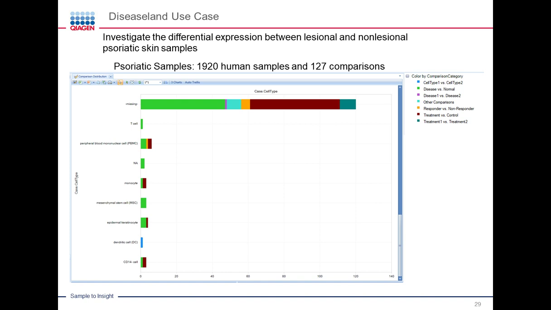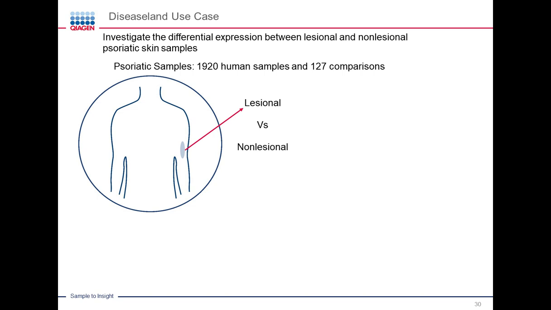In this case, for example, if we were interested in dendritic cells, we could filter down directly to the comparisons that looked at dendritic cells, and we could look, for example, at inflammatory dendritic cells specifically in skin, if we wanted to select that particular comparison. But in this case, let's say what we're interested in is identifying differentially expressed genes between lesional versus non-lesional psoriatic skin samples.